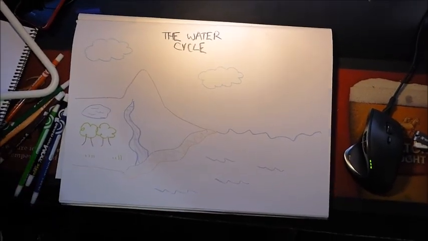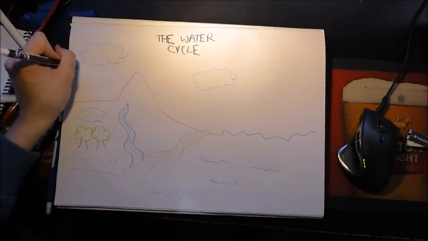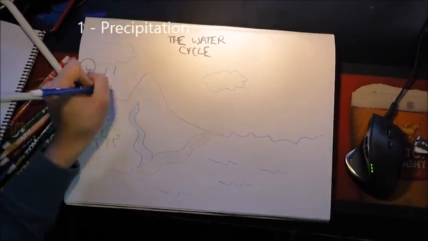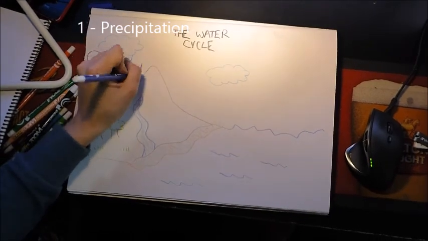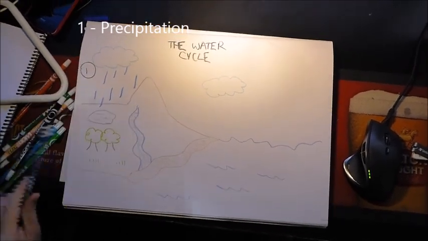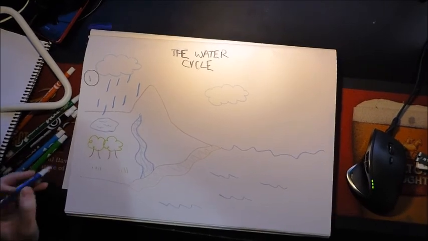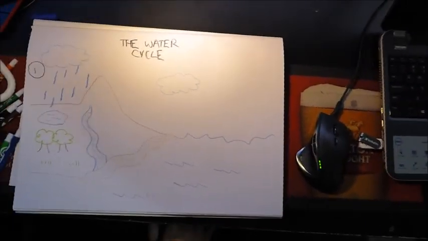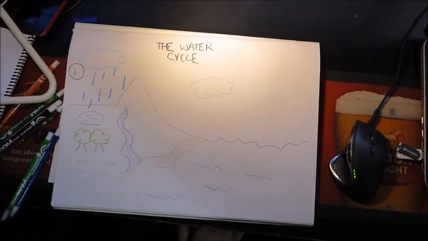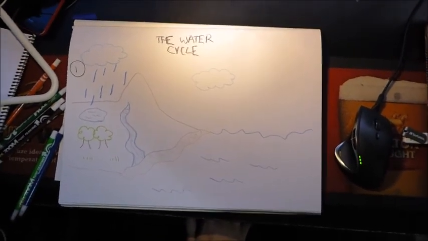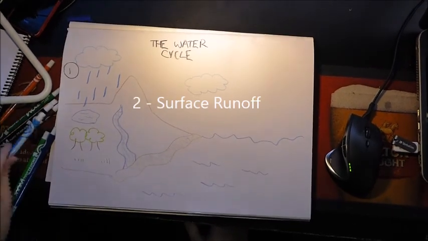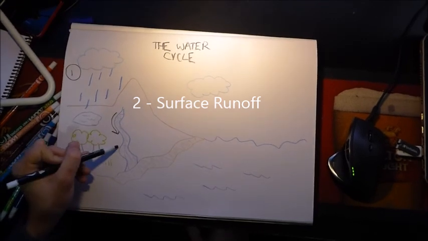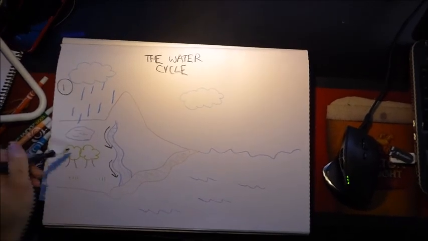Our first stage is precipitation. Now, precipitation comes from clouds, and we know it as rain. Rain happens over the earth, and then forms into our surface runoff. Surface runoff happens in 2 ways. We have surface runoff of the land, which is through our river systems, or we have underground systems.